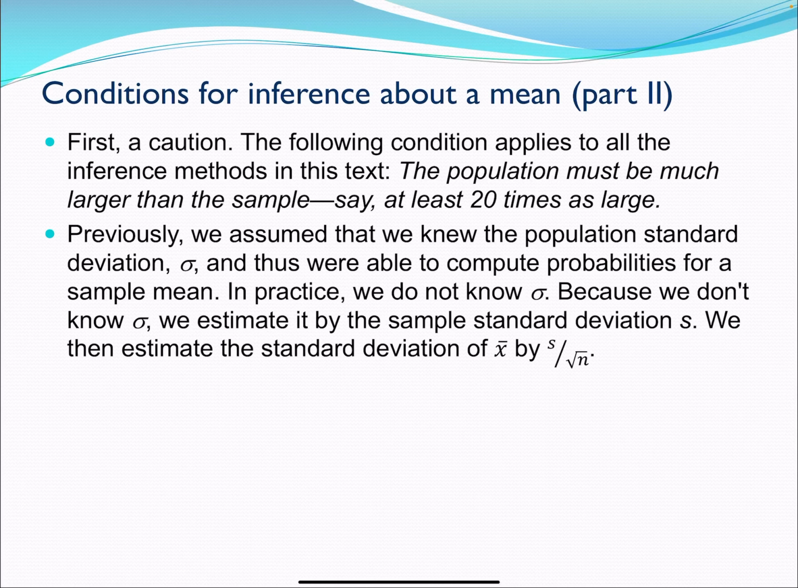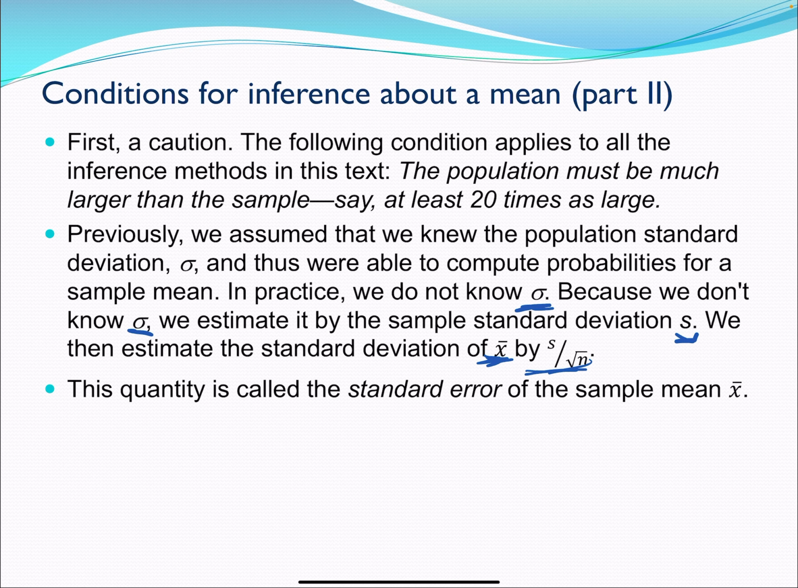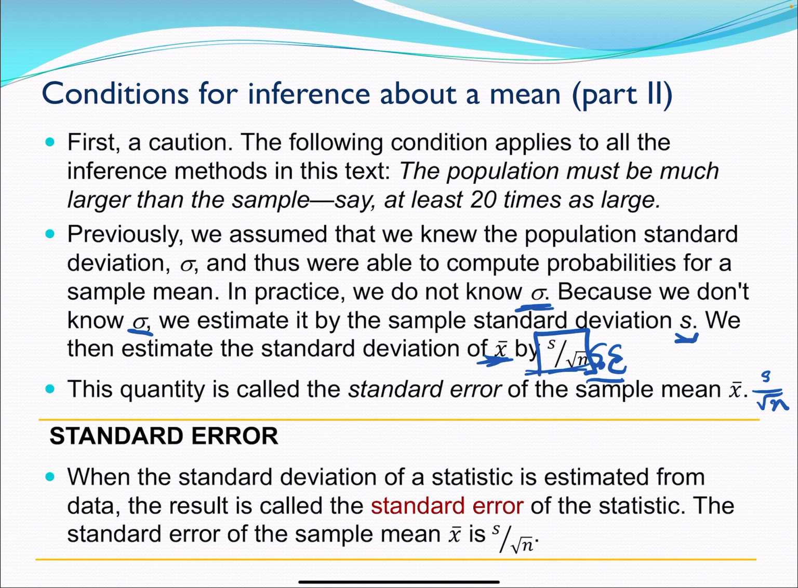that we knew the population standard deviation sigma, and thus we were able to compute probabilities for our sample mean. But in practice, we really don't know our standard deviation, and because we don't know it, we can estimate it with our sample standard deviation s, and then we can estimate the standard deviation of our sample mean by taking our standard deviation over the square root of our sample size. This quantity is called the standard error of the sample mean, right? This is our SE, that's standard error. You take s over the square root of n. So when the standard deviation of a statistic is estimated from data, the result is called the standard error of the statistic. Again, just reiterating that this is the formula for standard error.